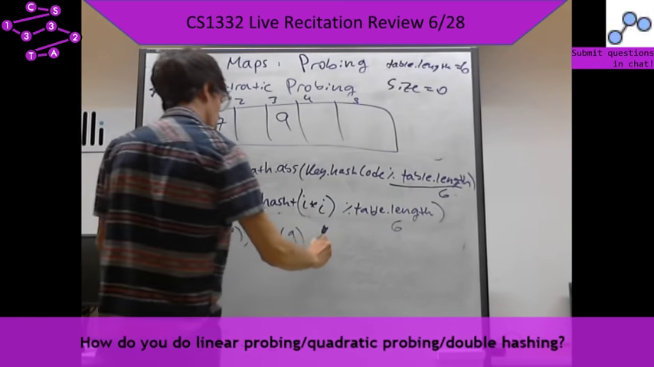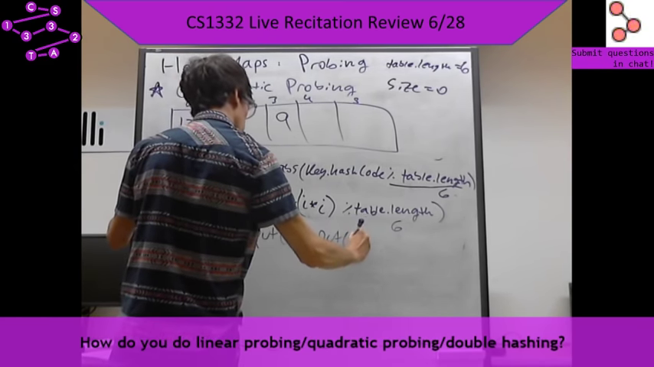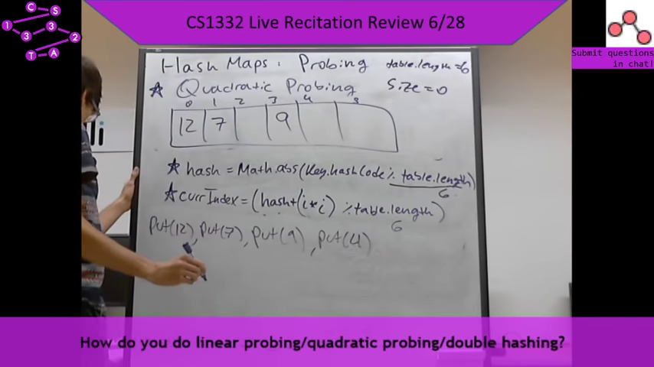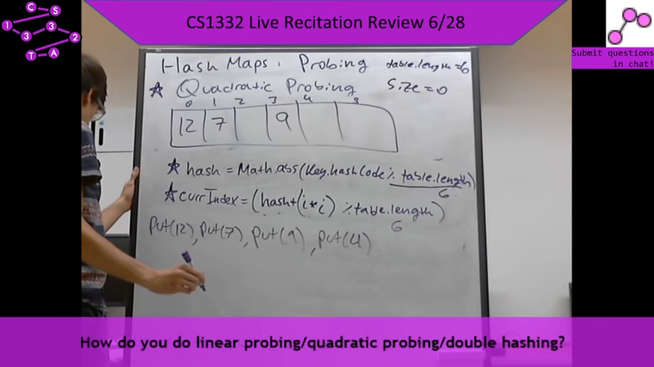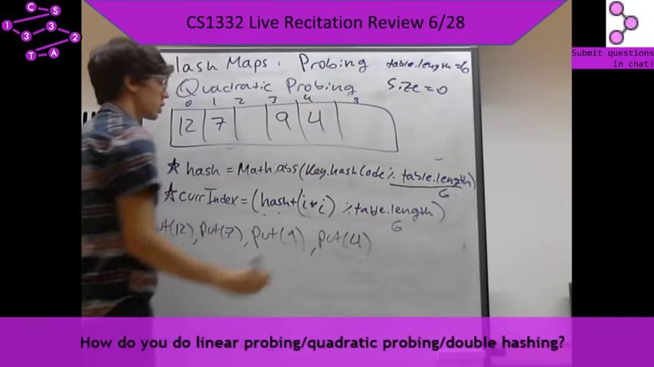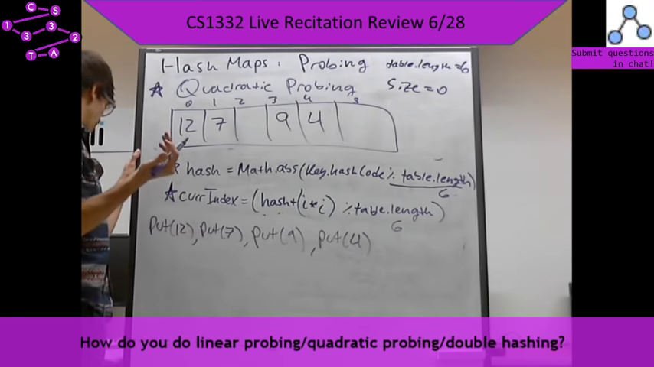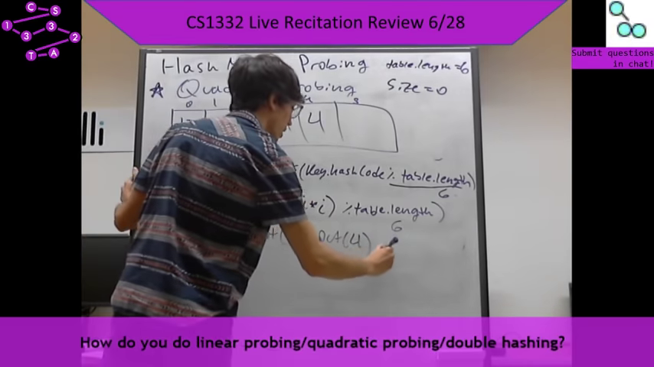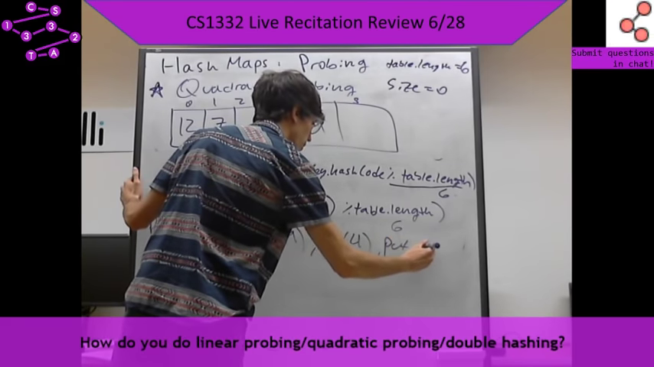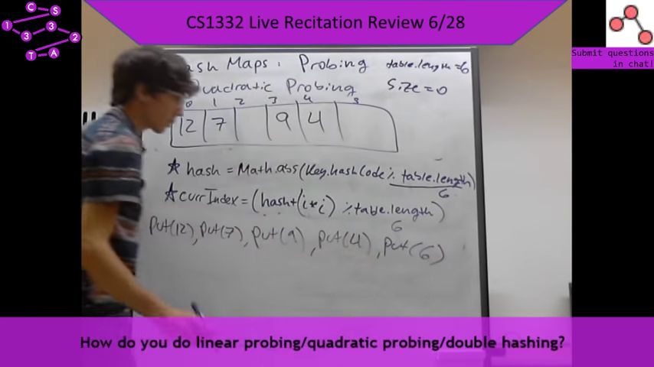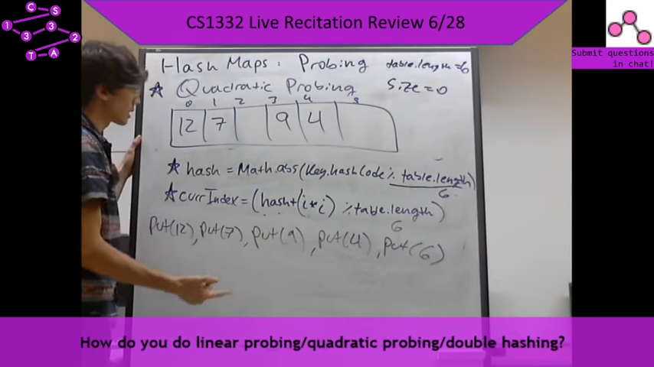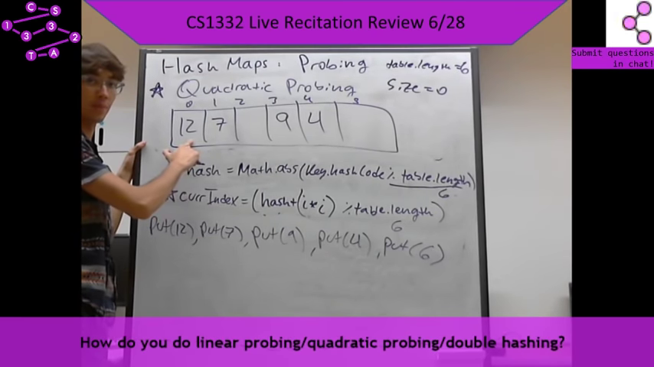And we'll try put 4. 4 mod 6 is 4, so we'll place this right here. And notice we haven't had any collision yet, so it's all good. We're thinking, oh, there's no worry in the world. But now let's check this out. We'll do put 6. Okay? 6 mod 6 is going to map to 0, right?